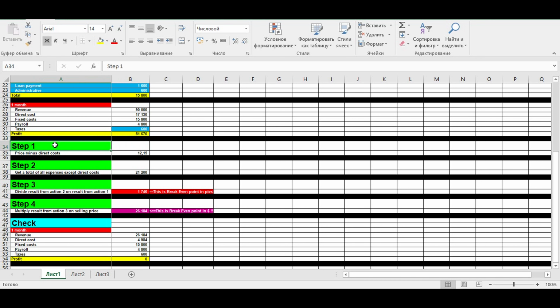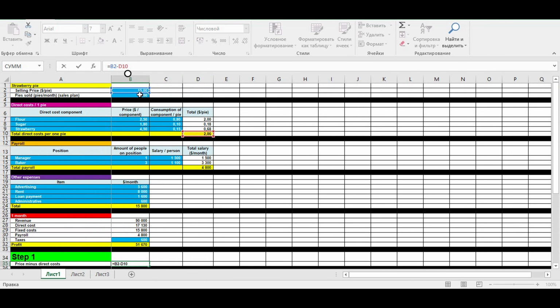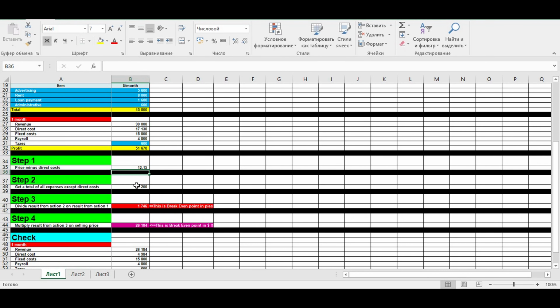Step 1. Selling price minus direct cost of 1 pie. Step 2. We get a total of all monthly expenses except direct costs: fixed costs plus payroll plus taxes. Step 3. We divide the result of step 2 by the result from step 1. This is our break-even point in pies. If we bake this amount of pies, our revenue will be equal to our expenses.